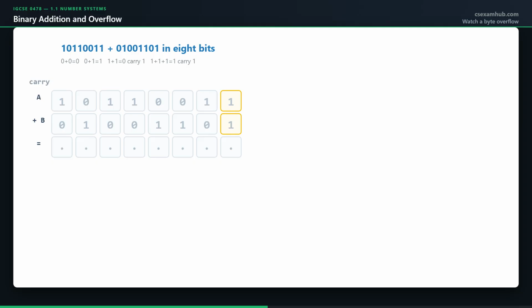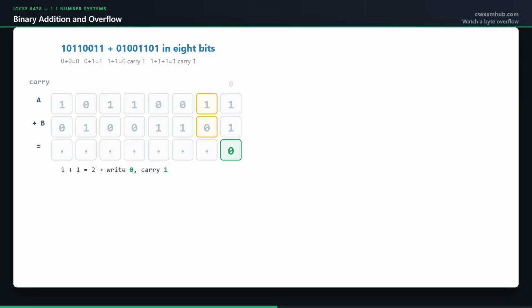101100011 plus 010011101. In denary, those are 179 and 77. Rightmost column, 1 plus 1 is 2. Write 0, carry 1. Next, 1 plus 0 is 1, plus the carry makes 2.